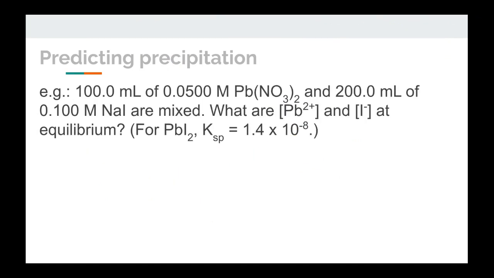Let's do 2 more predicting precipitation problems, and we'll do these in a separate workspace where there's more room to work. In this problem, we're mixing together 100 milliliters of a solution of lead nitrate and 200 milliliters of a different solution with sodium iodide together. And the question is, what are the lead 2+ and iodide 1- concentrations after they're mixed? And the PbI2 KSP is given here as well.